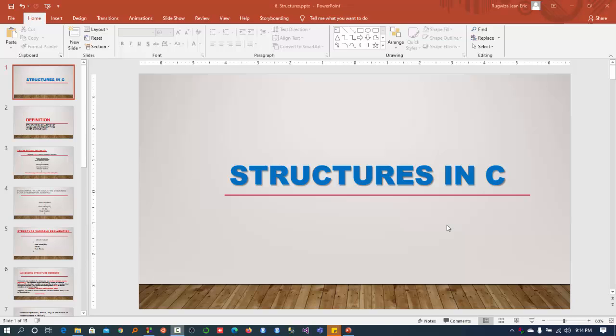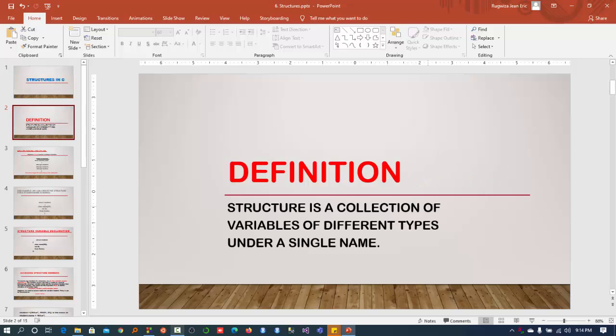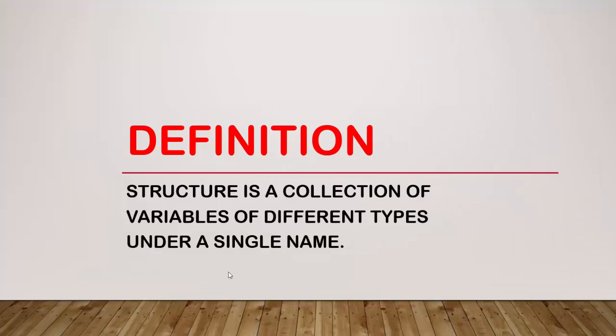Let's get started. A structure is nothing other than a collection of values, but those values will be of different data types. A structure is a collection of variable values, but those variable values will be of different data types, which means the data types of the properties, the members of a structure, will be different, but all of them will be treated under a single name.